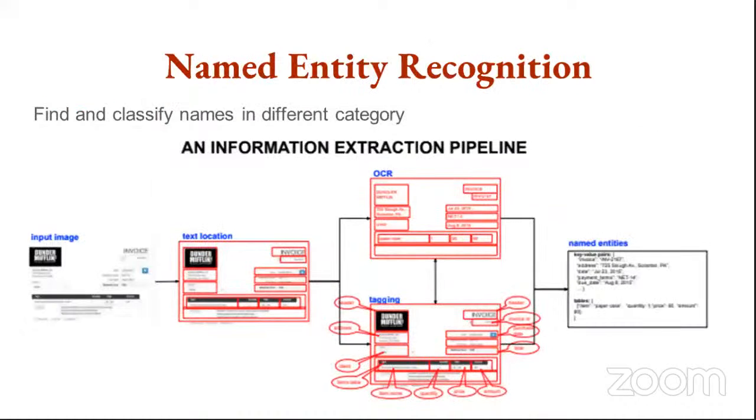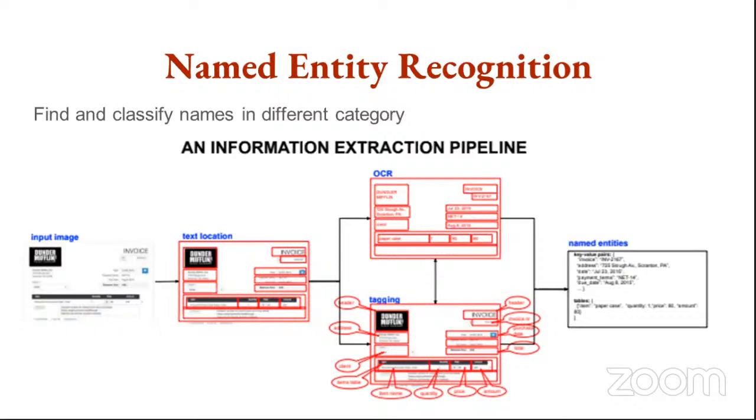Named entity recognition is basically finding and classifying names in different categories. The text can have multiple different entities. Our task is not only to identify the entities, but also to classify them into different predefined categories, like person name, location name, organization name, and miscellaneous name. So you not only have to find the entities from the text, but also classify them into different categories.